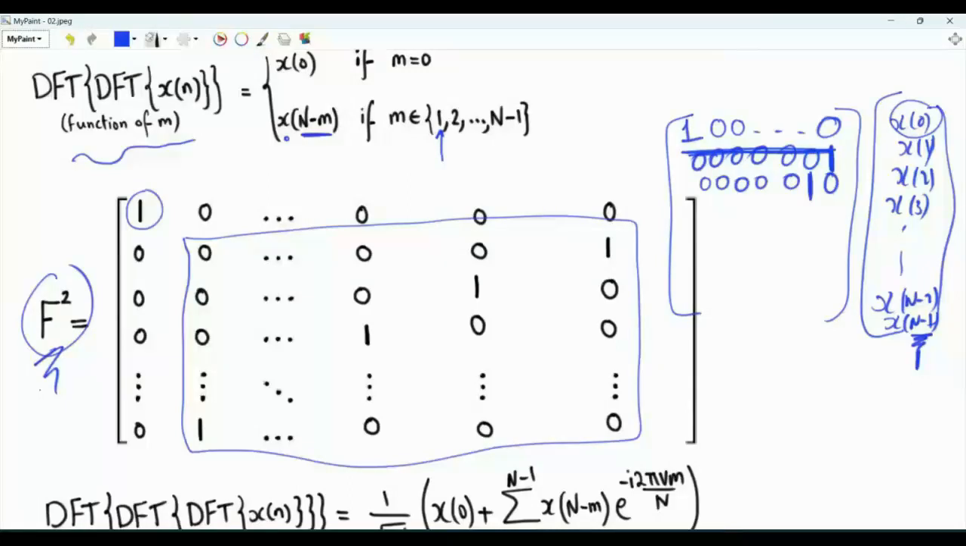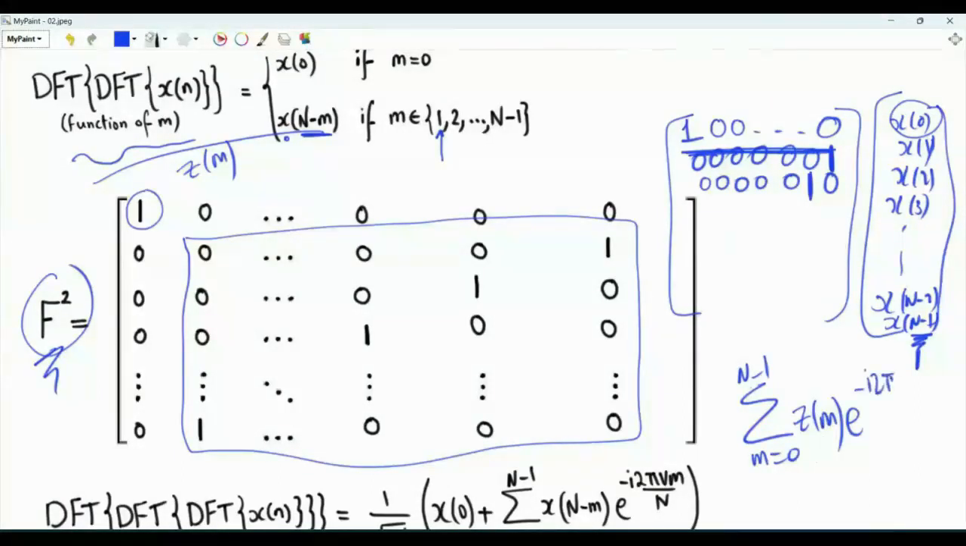What about F cubed? The investigation of F cubed is equivalent to asking the following question. What is the result of applying the discrete Fourier transform 3 times in a row to samples from x of 0 to x of big N minus 1? What is the DFT of the DFT of the DFT? We take our result here, let's call it z of m, and we have a summation m from 0 to big N minus 1, z of m, and then e to the minus i 2 pi m, and let's say that to index the output we will use v, and then we have over big N, and the scaling factor 1 over square root N. This is the DFT of the DFT of the DFT.